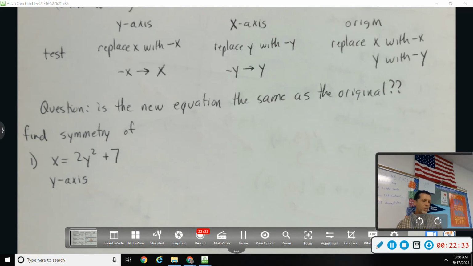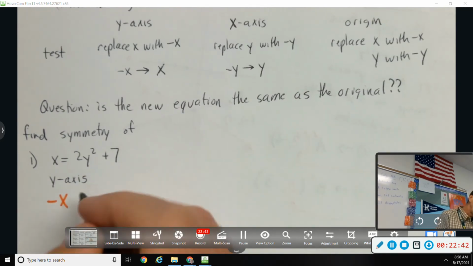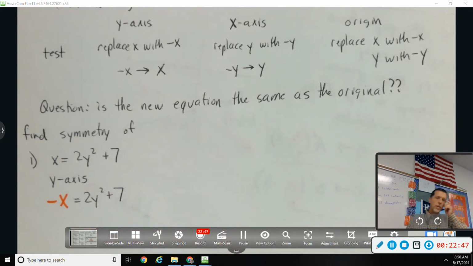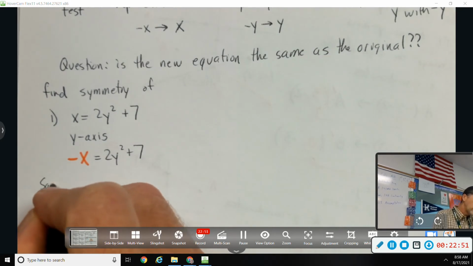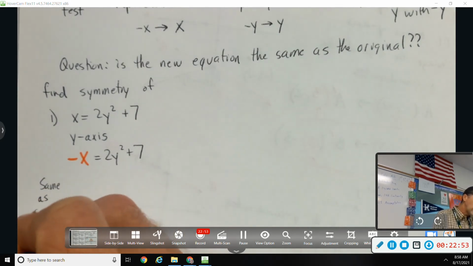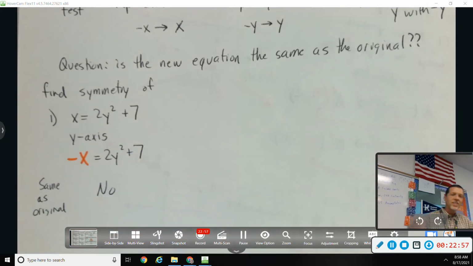So y-axis means negative x goes in for x. So in place of x, I'm going to put negative x, and everything else stays the same. And then the question is, is that the same as the original? No, there's a negative x over there. No, it's not the same.